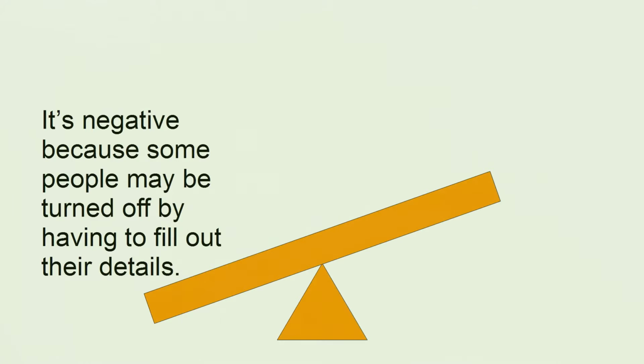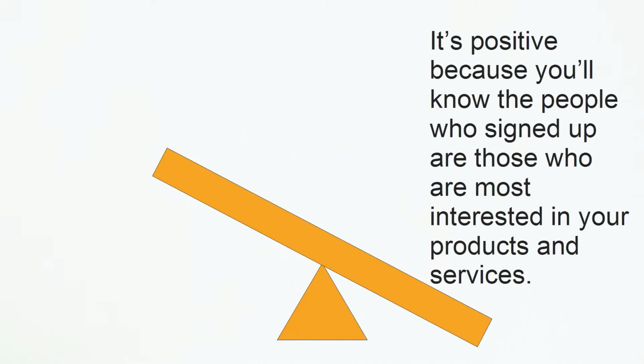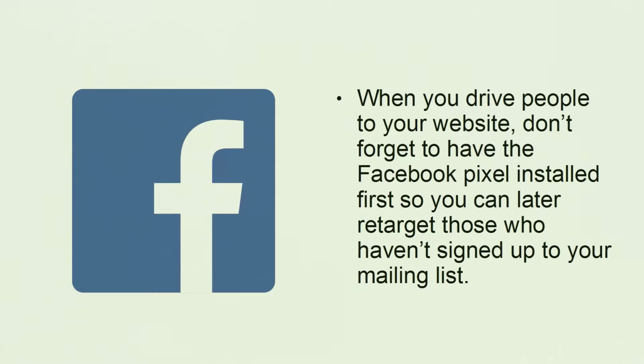It's negative because some people may be turned off by having to fill out their details. On the other hand, it's positive because you'll know the people who signed up are those who are most interested in your products and services. When you drive people to your website, don't forget to have the Facebook Pixel installed first, so you can later retarget those who haven't signed up to your mailing list.